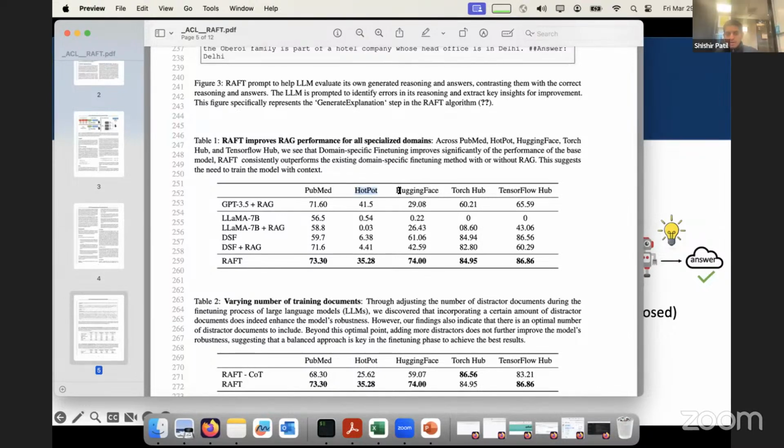HotpotQA is Wikipedia style, and Hugging Face, Torch Hub, and TensorFlow Hub are machine learning APIs from the Gorilla dataset. So across natural language, medical, and quote unquote APIs and coding, you can see there are some trends. You can see how RAG is good, but at the same time, fine tuning and RAG can get mostly better, though sometimes not for Wikipedia. But doing RAFT is consistently better because you're accounting for all the shortcomings in your retriever, shortcomings in your fine tuning steps, and so on and so forth. Okay.